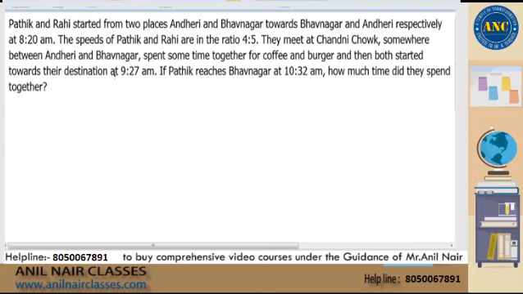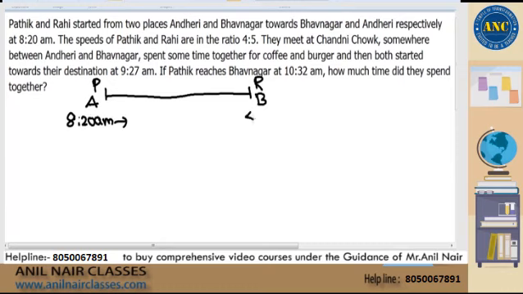Patik and Rahi started from two places, Andheri and Bhavnagar, towards Bhavnagar and Andheri respectively at 8:20 a.m. Let us write statement by statement. There are two people. One person is Patik and the other person is Rahi. They started from two places, Andheri and Bhavnagar, towards Bhavnagar and Andheri at 8:20 a.m. Both are starting at the same time, 8:20 a.m. This is the first statement. I hope everyone is clear with the first statement.